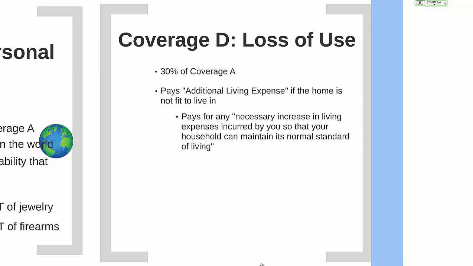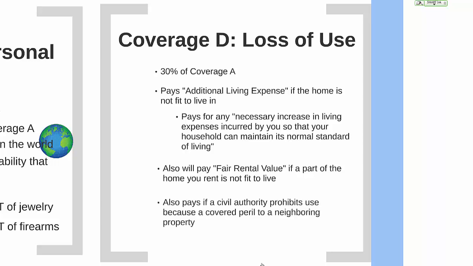However, there are limits on how long this pays, and it only pays for losses that are caused by a covered peril. Therefore, if you have to evacuate, say, because of a flood, which is not a covered peril in most cases under a homeowner's policy, the additional living expense would not be covered. It will also pay for fair rental value if a part of the home you rent to someone else is not fit to live in. It also pays if a civil authority prohibits use of the home because of a covered peril to a neighboring property, such as a fire.